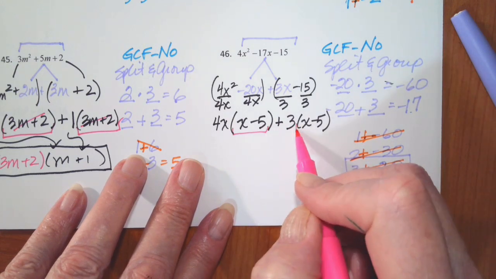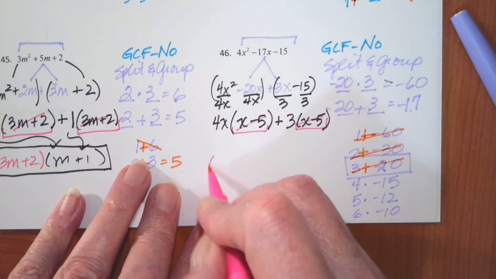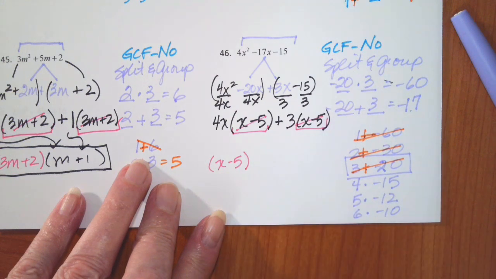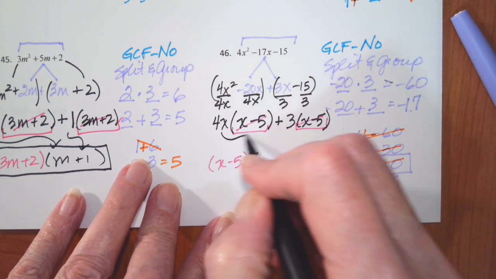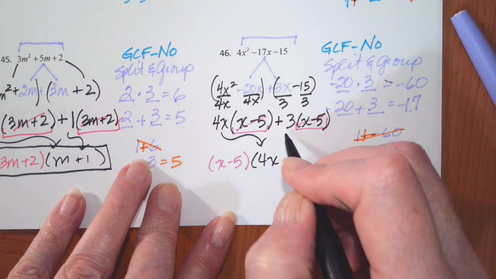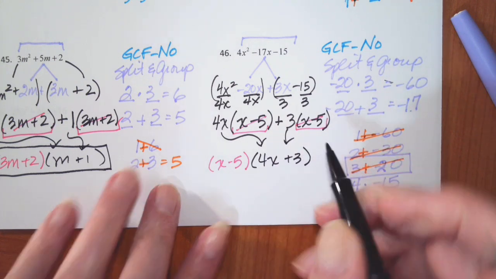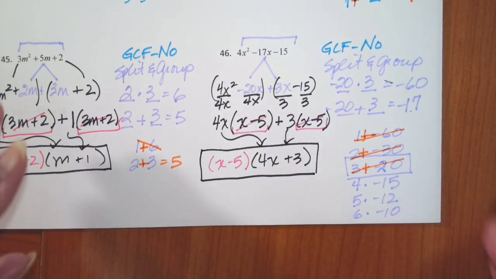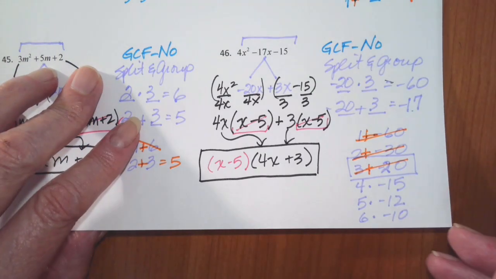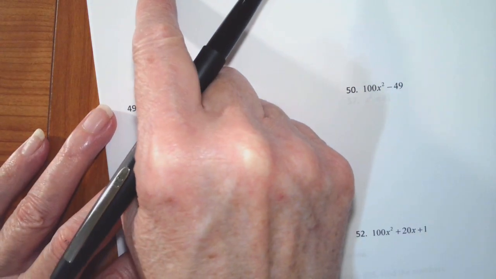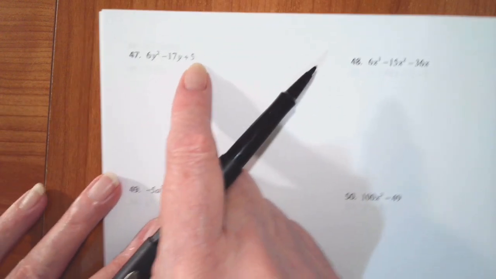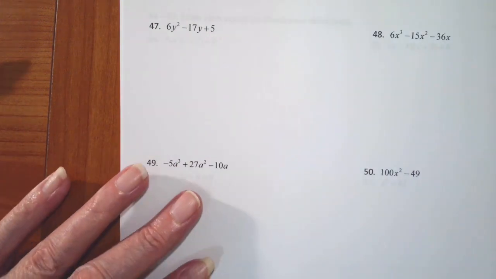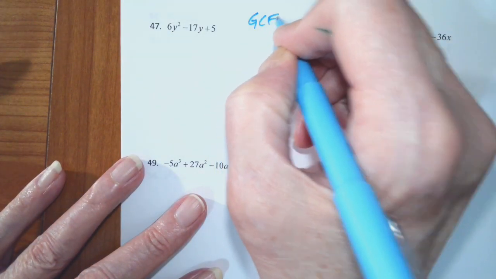All right, so I have a common binomial factor that I can factor out now. And I'm left with 4x plus 3 in my other factor. Okie dokie. 6y squared minus 17y, whoops, I'm sorry, plus 5. All right, let's see what we can do with that. GCF, there isn't one.